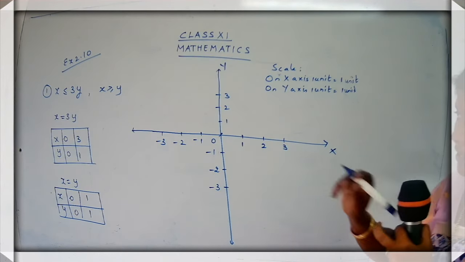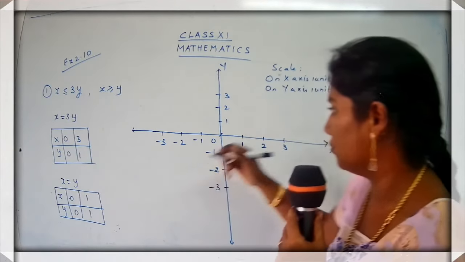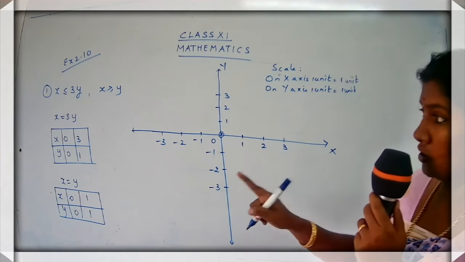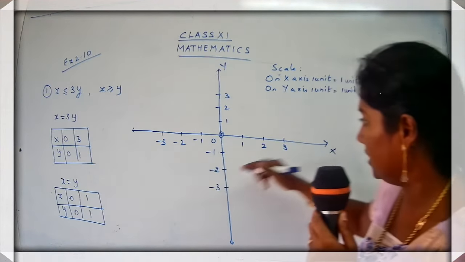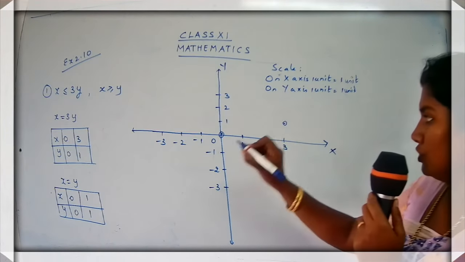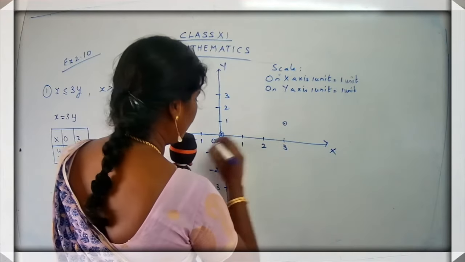Let's plot the points. I am going to plot the points for x is equal to 3y first. 0, 0. So where is this? 0, 0. Be careful when you plot the points. Then 3, 1. 3, 1. Somewhere here. 3, 1. Okay. So I am going to join these points. It's very easy. The only thing is to plot it properly.